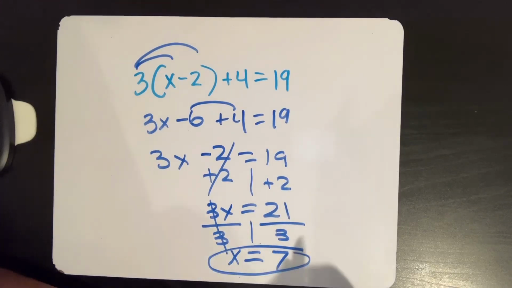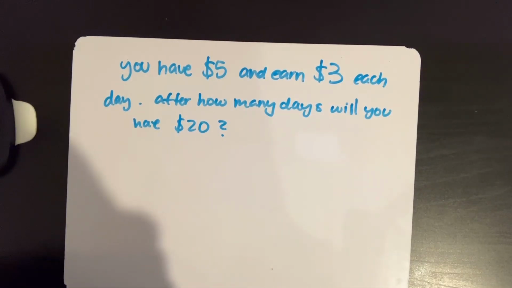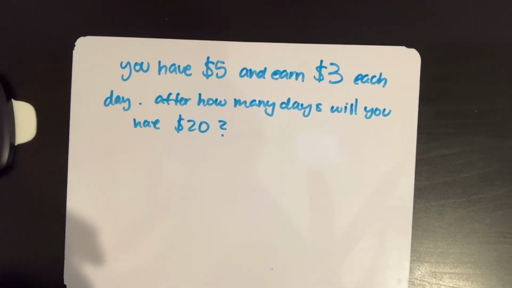X equals 7. Let's try modeling equations. Modeling equations means creating an equation from a word problem or turning words into math. Say you have $5 and earn $3 each day. After how many days will you have $20?